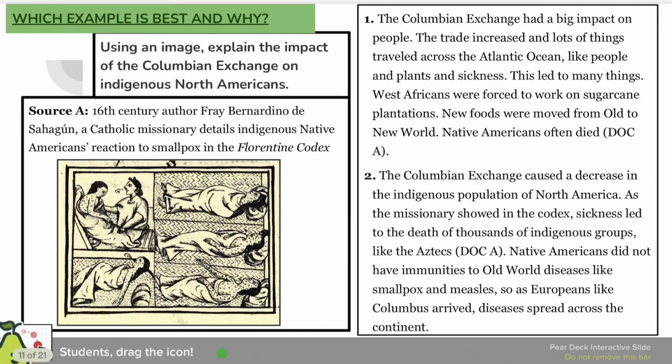Now what we're going to do is look at these sources and then look at sample responses. One of these responses is going to be good. The other response is going to be bad. Okay, so remember the prompt: using the image, you have to use it. Explain the effect of the Columbian exchange on indigenous North Americans.